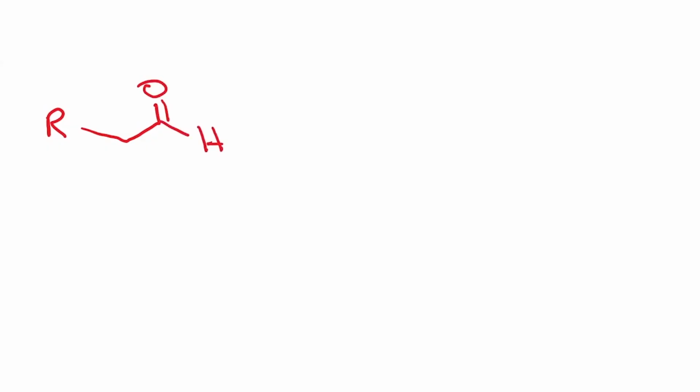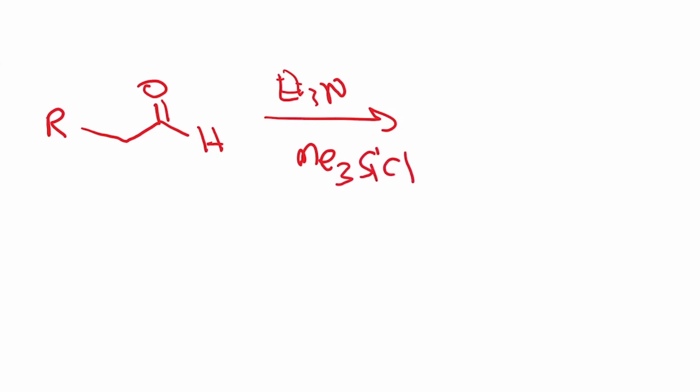So you take this kind of an aldehyde, react it with triethylamine, Me3SiCl. Okay, and so then the product that is generated is ROTMS, and this is quite stable. I mean, you could isolate these compounds and then react this. So the example that I'm going to give you is a cross condensation reaction that's going to make it obvious as to why we would need to use this.